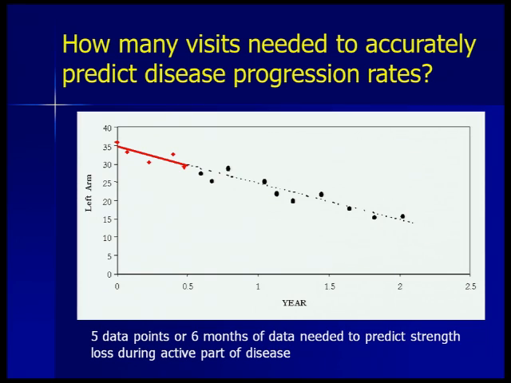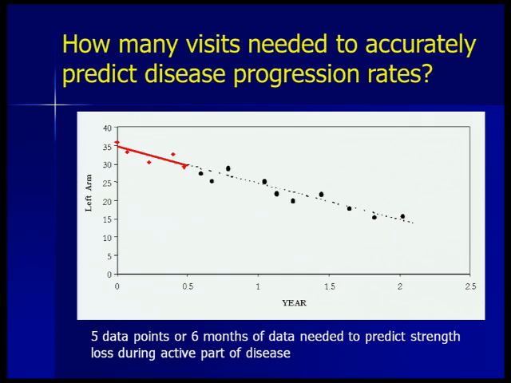And this is by region. We use the arm strength and the leg strength, and as we know, ALS is a regional disease. So looking at a patient's decline in strength for the arm or the leg separately, we could look at 5 data points or 6 months and be able to, with pretty good accuracy, tell how fast that patient's progressing. And this really has a lot of implications in terms of clinical management.